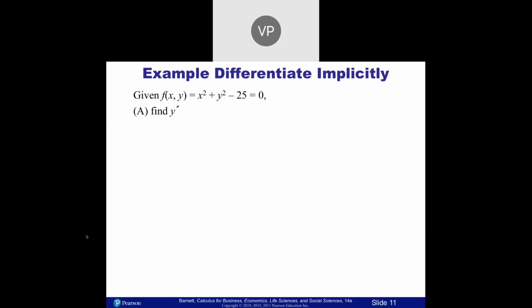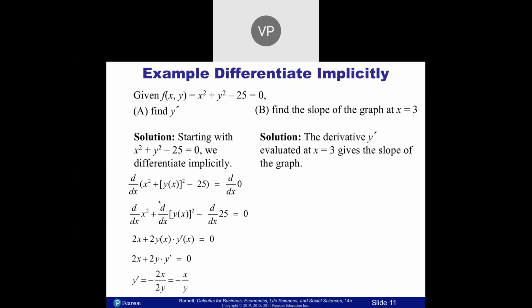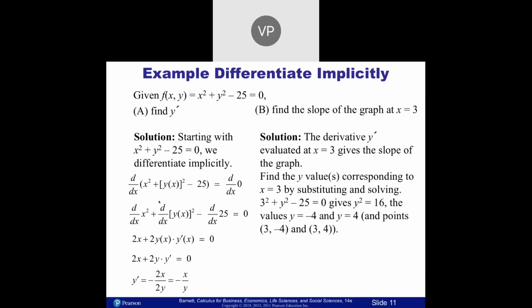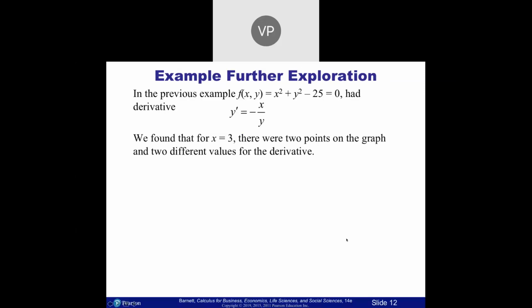Okay, so in our problem here, they did the implicit differentiation. We got that already. Now we're getting the slope. And at x equals 3, you plug that back into the equation, you're going to get two different values. There's the 2 points I talked about, 3 negative 4 and 3 positive 4. When you plug them in, you get two different values for the y prime. Okay, and that's what's going to happen.